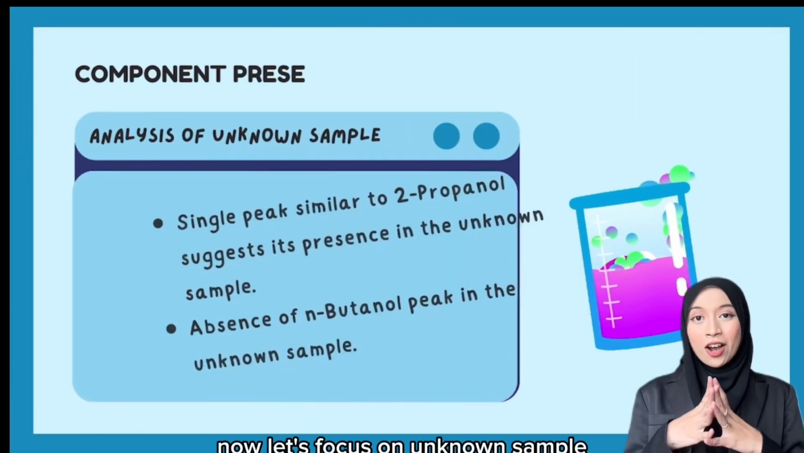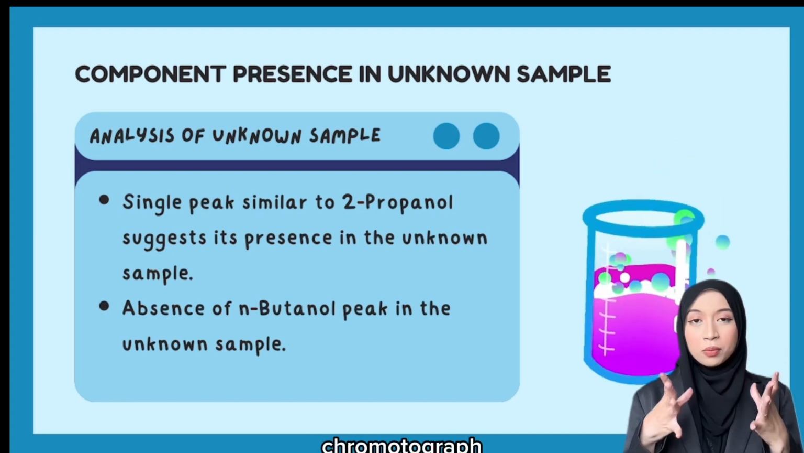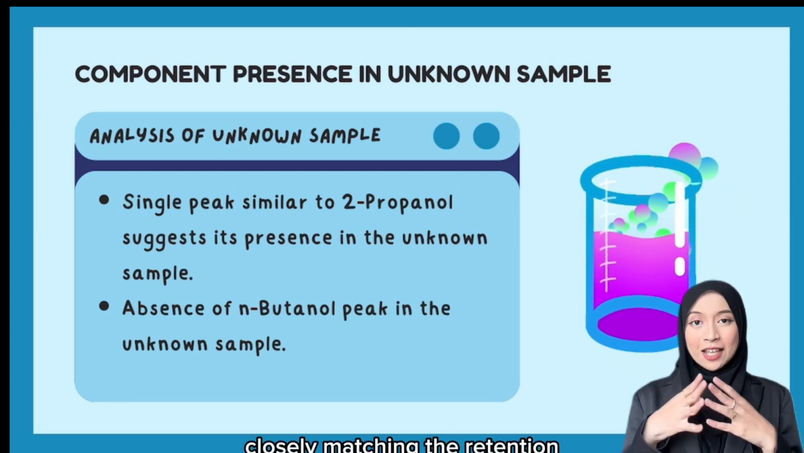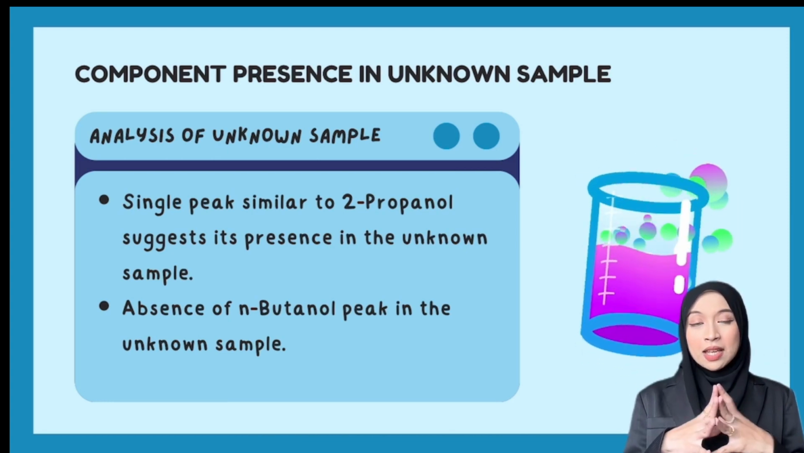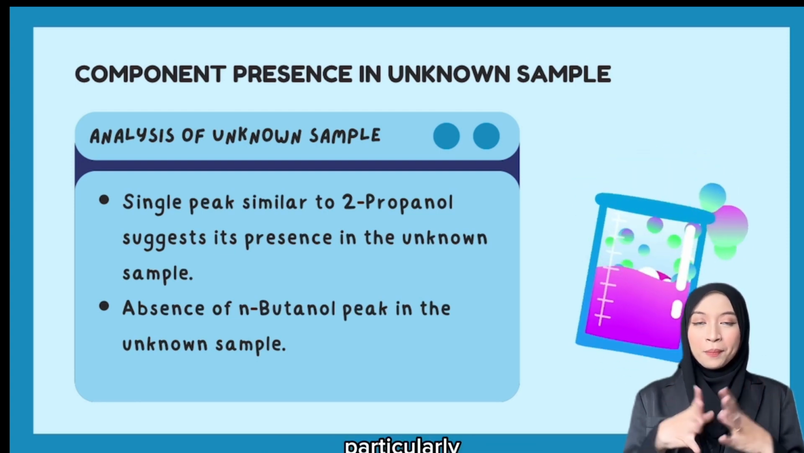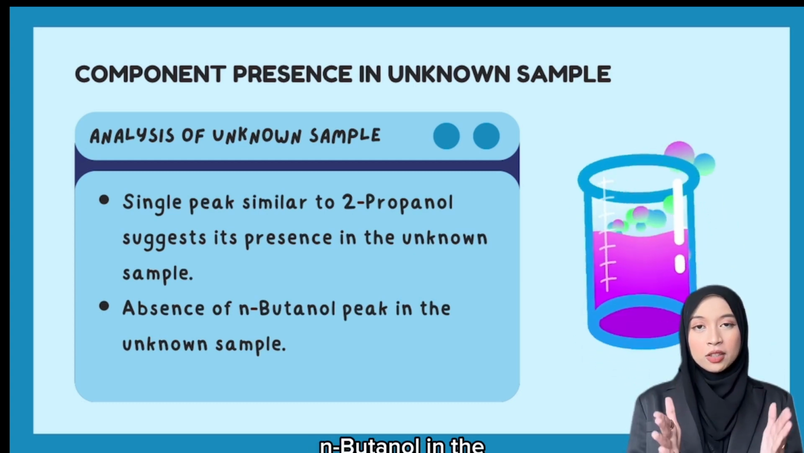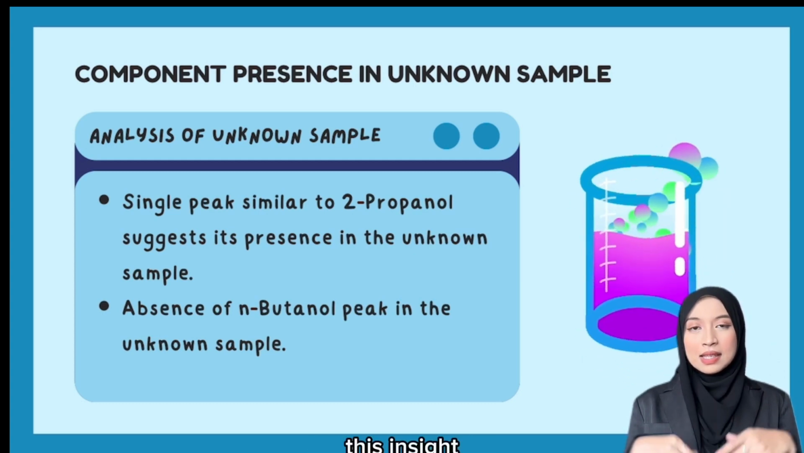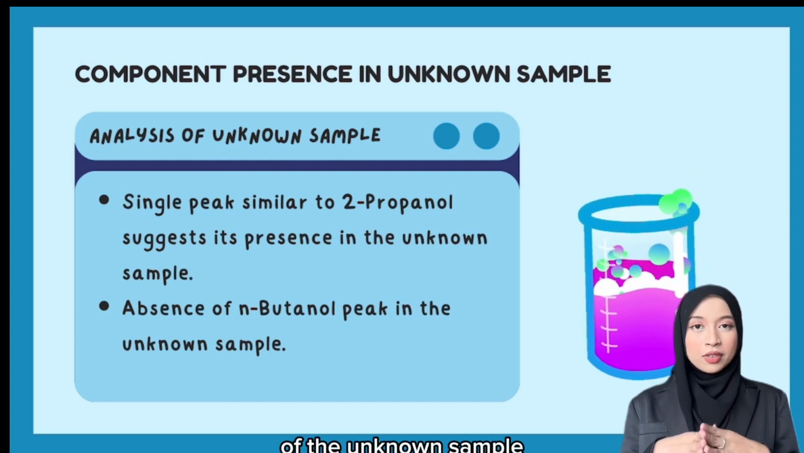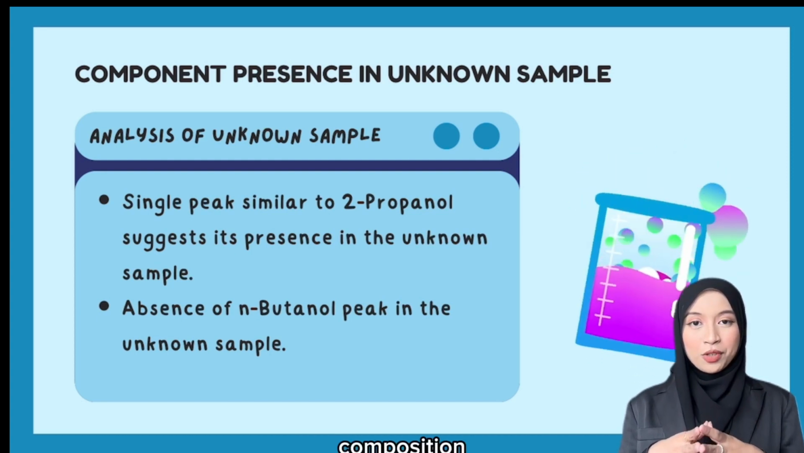Now let's focus on unknown sample. The single peak observed in the unknown sample's chromatograph closely matches the retention time of 2-propanol. This suggests the presence of 2-propanol in our sample. Particularly, there is no peak corresponding to N-butanol in the unknown sample. This insight into the components of the unknown sample brings us closer to unraveling its chemical composition.